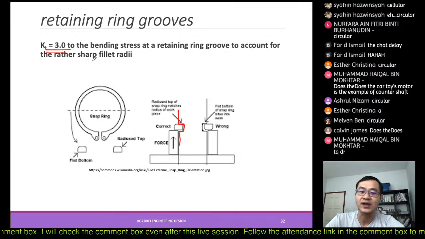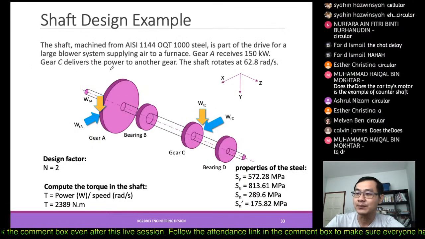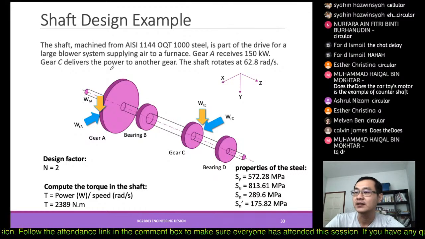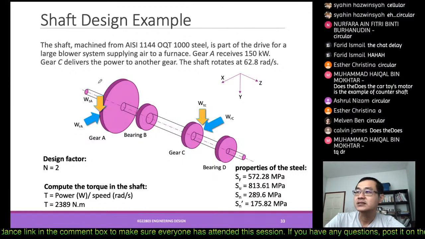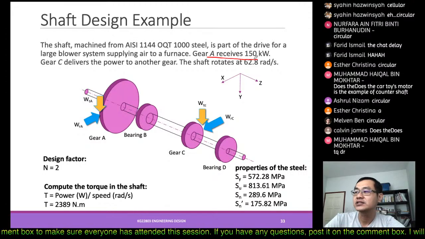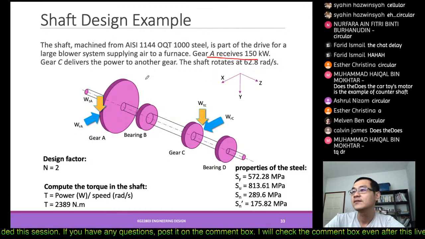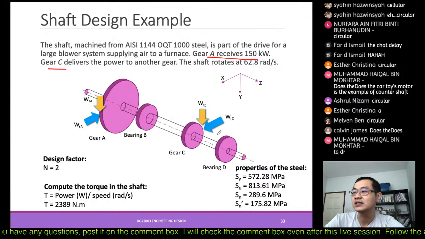stress concentration factor. Now, coming back to how we could apply this to our previous problem: let's say gear A receives 150 kilowatts, then gear C delivers the power that you receive from gear A to gear C, and the shaft is rotating at this particular speed.